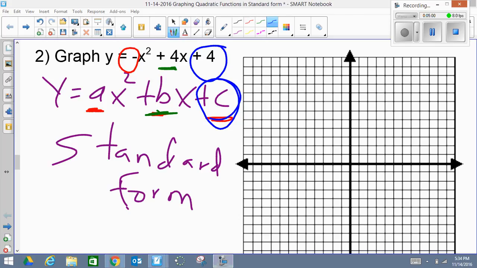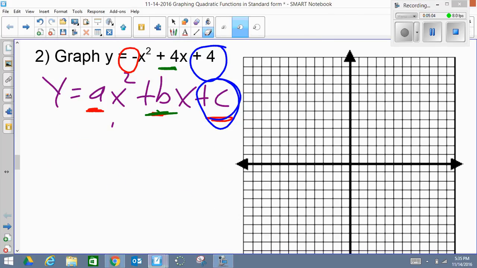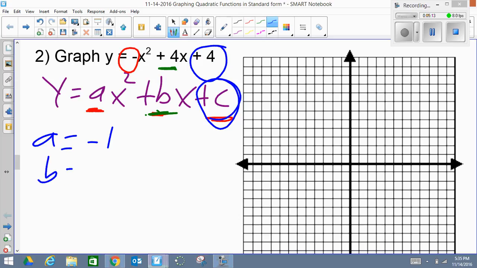Okay? So from here, I'm going to identify what's A, B, and C. Let me write it underneath because I need it. Okay, so here you go. A is -1, B is equal to 4, and C is equal to 4, which is my constant. Okay, I got those values.